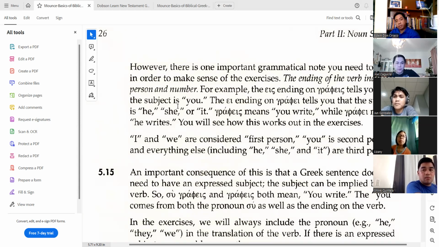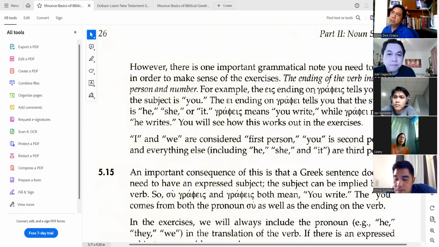The ending of the verb indicates person and number. We will see that. For example, the ending on grapho tells you that the subject is he or she or it. Grapho means you write, referring to you. It can also be considered as a command, referring to the person the speaker is talking to. While graphei means he writes. So it's a third person.